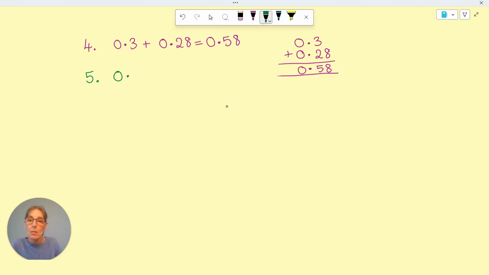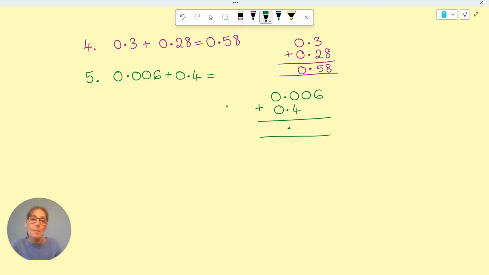Number 5, 0.006 plus 0.4. 0.006 plus 0.4. Keep them lined up. That's it.